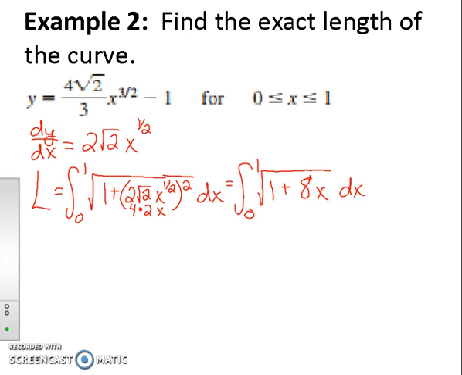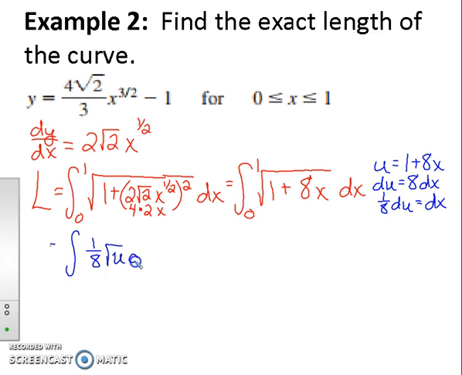Then, the fun part is u substitution. So my u would be 1 plus 8x. du would be 8 dx. So 1/8 du is dx. So this would become the integral of 1/8 square root of u du. My boundaries would also change to 1 and 9.